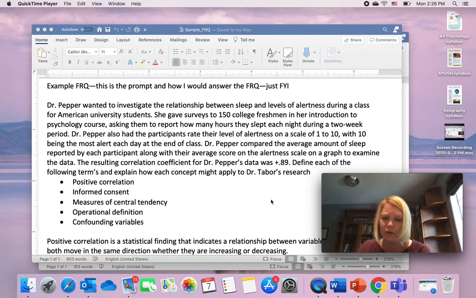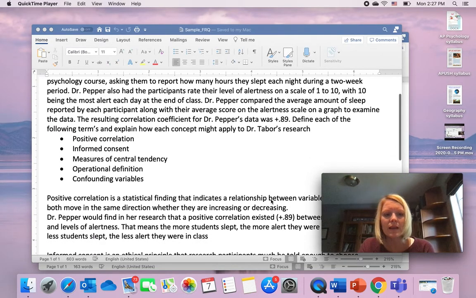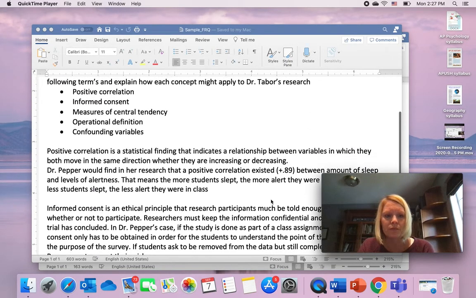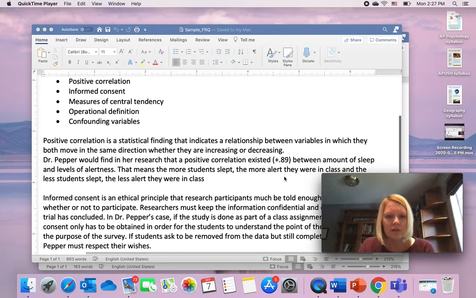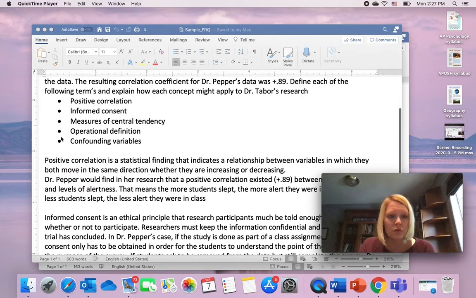The resulting correlation coefficient for Dr. Pepper's data was a positive 0.89. Define each of these following terms and explain how each concept might apply to Dr. Pepper's research. Okay, so the first one is positive correlation. So you see these bullet points right here, correct? These are what I was talking about. There are 1, 2, 3, 4, 5. So for my sake, this would be a 10-point FRQ. The first one is positive correlation.